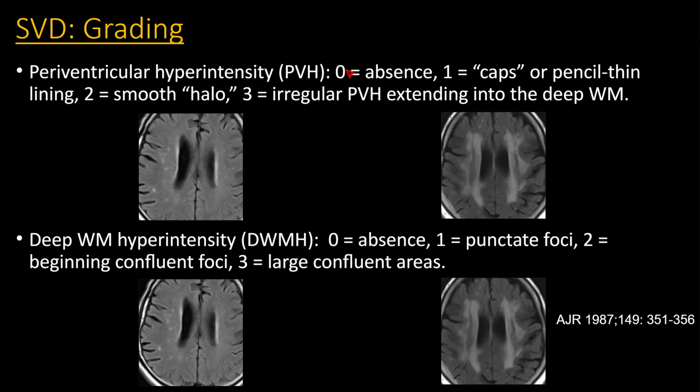So for periventricular hyperintensity, they'll have a grading of 0 to 3, 0 being absence, 1 being small caps or pencil thin linings. So for instance, maybe on this side, this would be just a cap or a pencil thin lining.